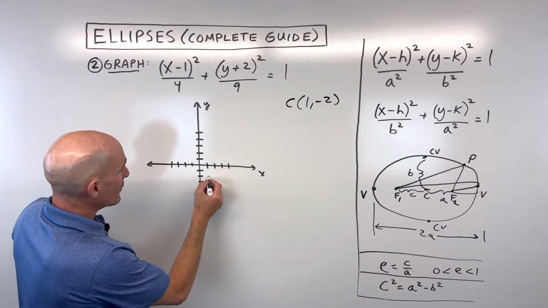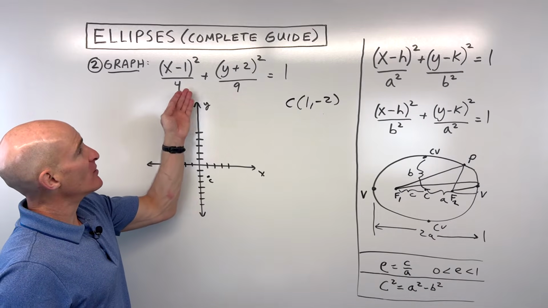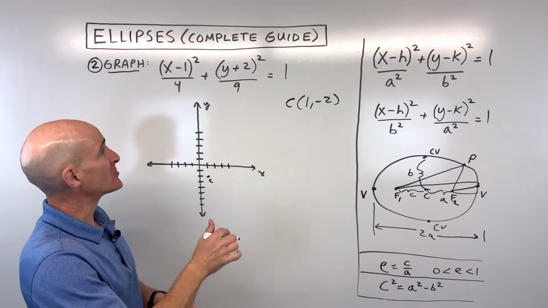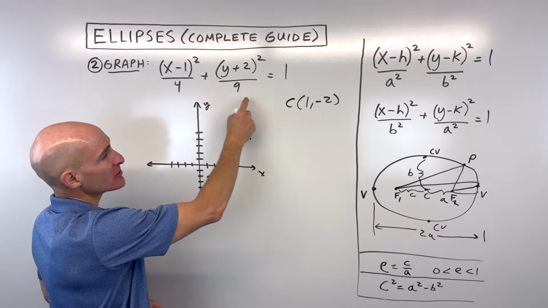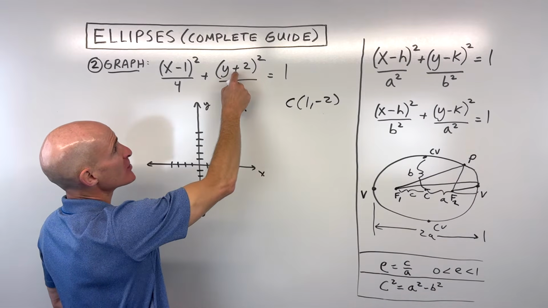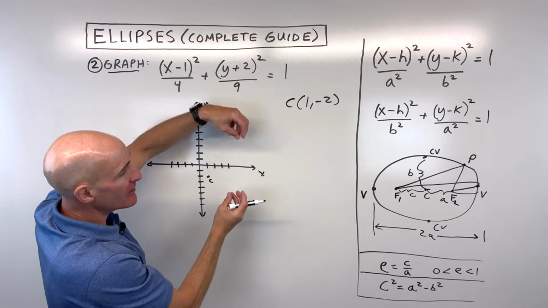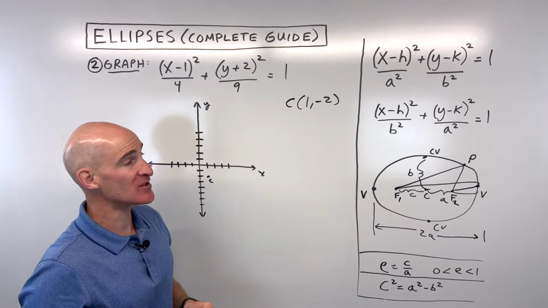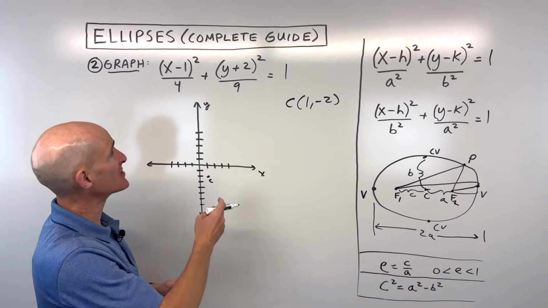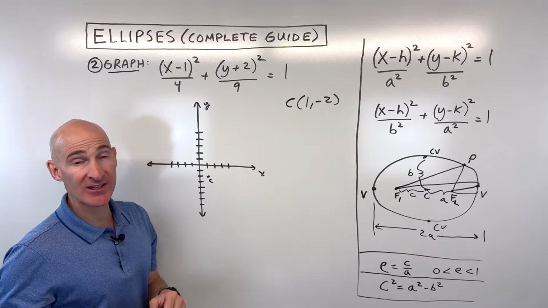So let's go ahead and locate that on our graph here. Right here is our center. Now, the thing we want to pay attention to is which denominator is larger. That's going to determine what our a squared value is. So here you can see that this denominator is larger. So a squared is going to be equal to 9. And because that larger number is underneath the y variable, that tells us it's going to be longer in the y direction. So this is going to have what we say a vertical major axis. The major axis is in the vertical direction. The minor axis would be in the horizontal or the x direction.